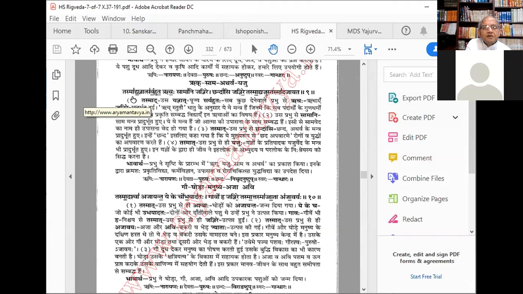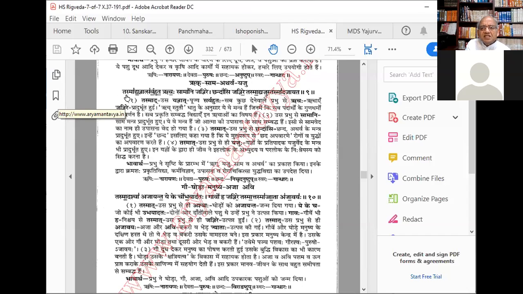Om Tasmad Yajya Sarvuta Richa Samani Jajye Chandansi Jajye Tasmat Yaju Tasmad Ajayata. This is Purush Sukta, 10th Mandal, 90th Sukta, and 9th mantra.